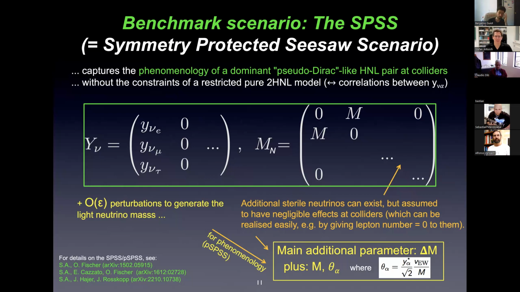PSPSS, the phenomenological symmetry protected seesaw scenario, where we have as parameters the mass, then these active-sterile mixing angles theta alpha, which are proportional to the Yukawa couplings, and then one additional parameter, this delta M. And this delta M basically captures the effects of this symmetry breaking, this breaking of this lepton number-like symmetry. Okay, and this is the scenario I'm also going to discuss a bit later in my talk when it comes to heavy neutrino-antineutrino oscillations and understanding lepton number violation.